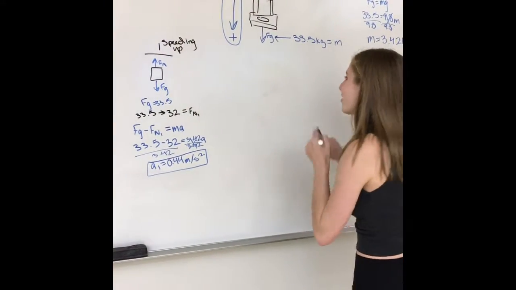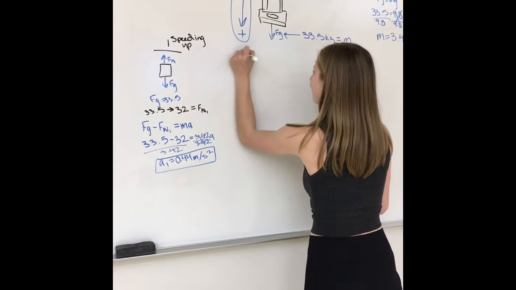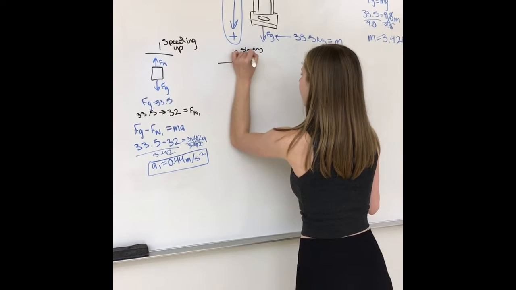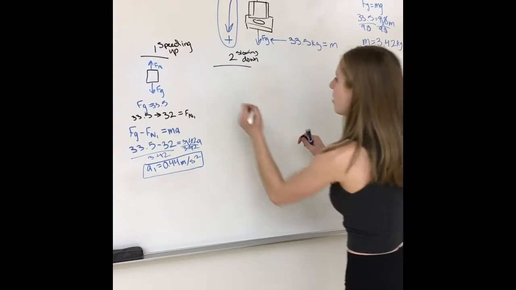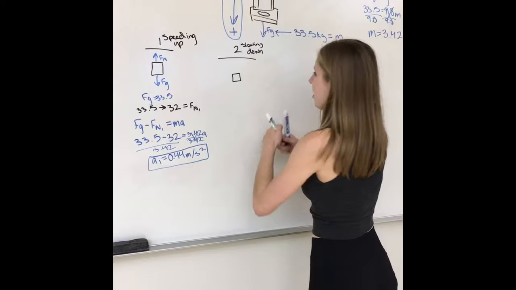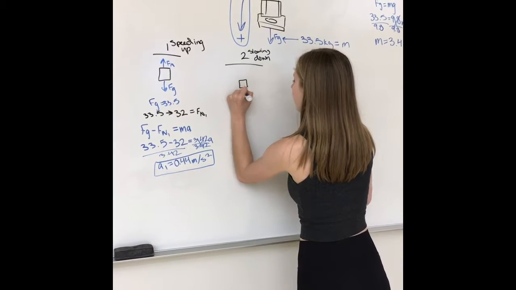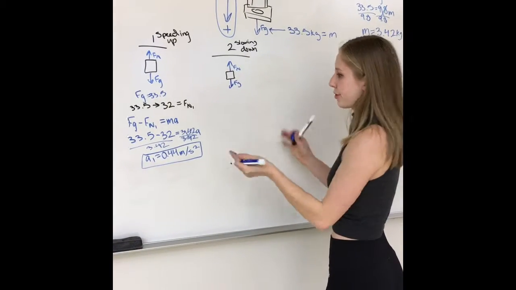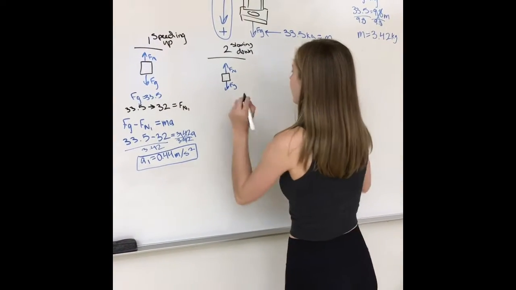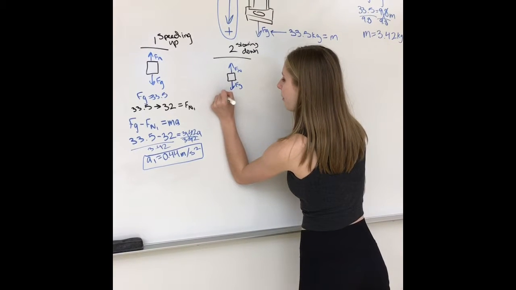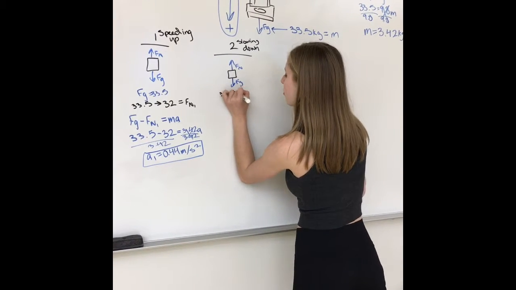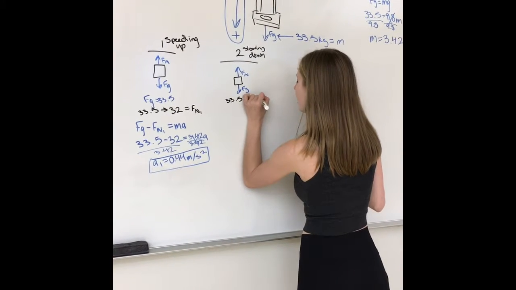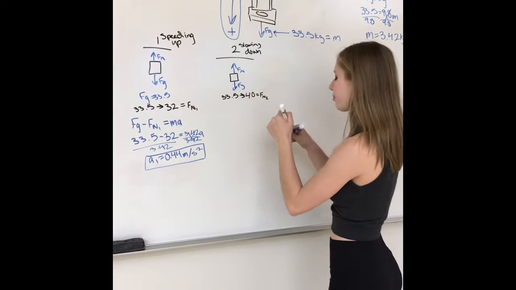Ta-da! Now we're going to do the second one, where we're slowing down. So we're slowing down to the first level. We have, again, our backpack and our force of gravity and force of normal. Again, we already know the force of gravity, so I'm not going to write it down. But this time for the force of normal, the scale jumped from 33.5 to 40. And that's our force of normal 2.